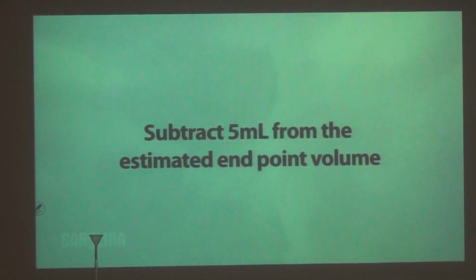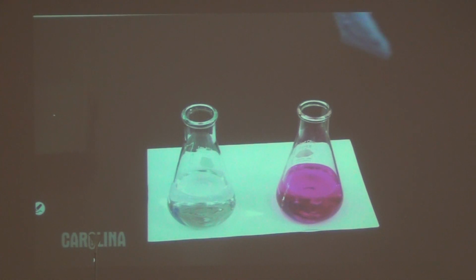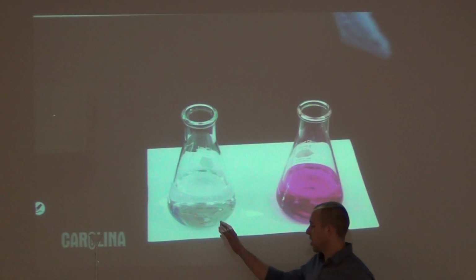Okay, so they're going to show a picture right now of the difference here, what the two look like. So like this, you look at the one on the right, that's where we went too far. If you added too much base, it would be really dark pink like that. Why? Because there's a lot of base in there right now. Okay, when it's just neutralized, it should be a really light pink.